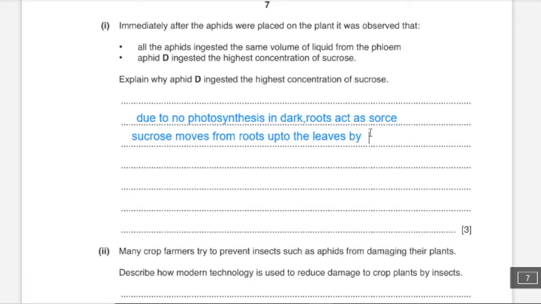Alright, it is quite crucial that you do mention the process of translocation, since that is the main concept being questioned over here.